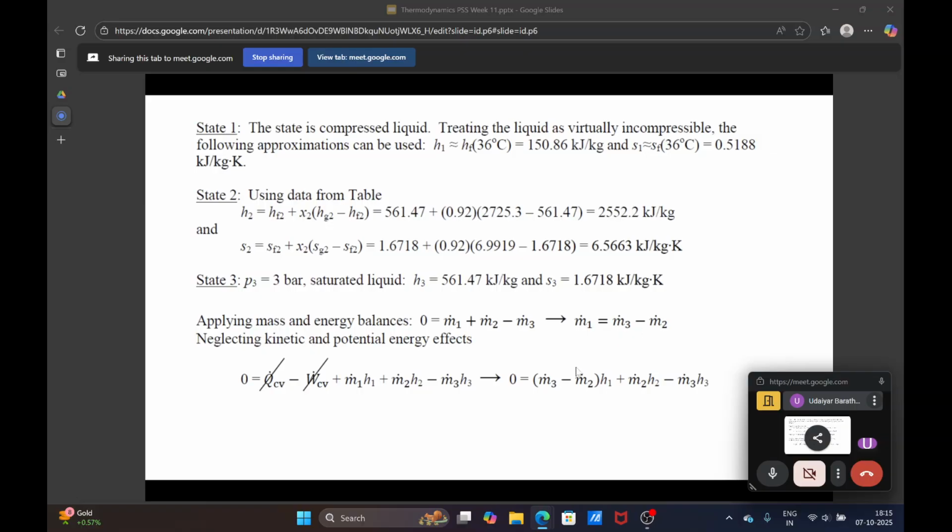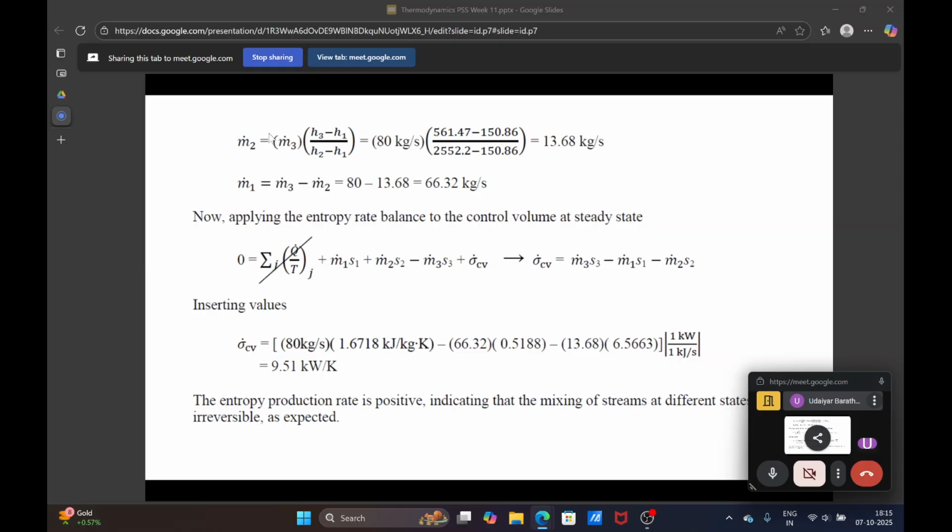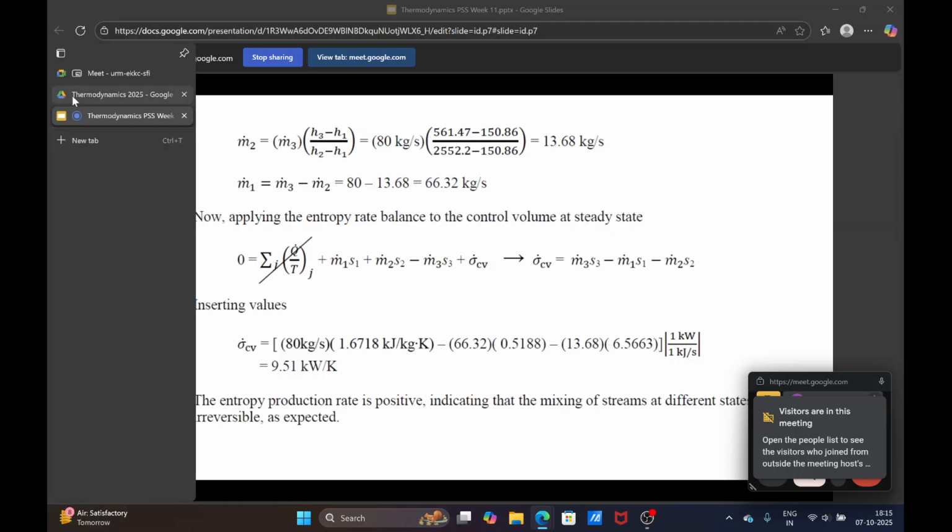Substituting m1 as m3 minus m2, we get m2 in terms of m3 and an enthalpy ratio. m dot 2 is m dot 3 into (h3 minus h1) divided by (h2 minus h1). We know m3, which is 80 kg per second. Substituting the enthalpy values, m2 comes out to be 13.68 kilograms per second. That is the flow rate of stream 2, the steam and vapor mixture with a quality of 0.92. Then m dot 1 is the difference between these two, which comes out to be 66.32.